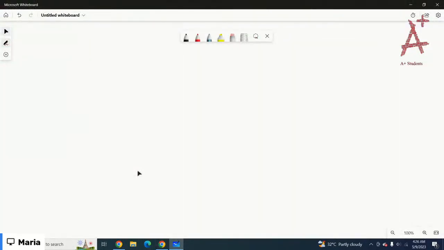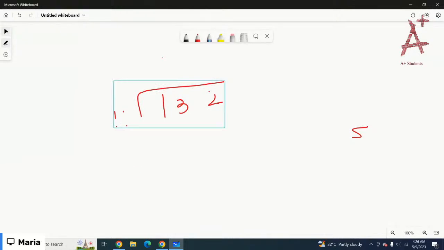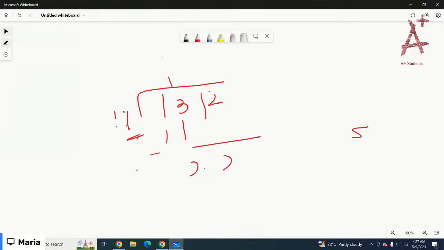Let me just divide by using the long division method. Got it? So you guys already know what the long division method is. So it would be 132 divided by 11. 11 times 1 is 11. When you subtract 3 minus 1, it would be 2. And you need to bring the next digit down, which is 2. 11 times 2 is 22. So you can see 11 times 12 equals 132. The correct option is 12.